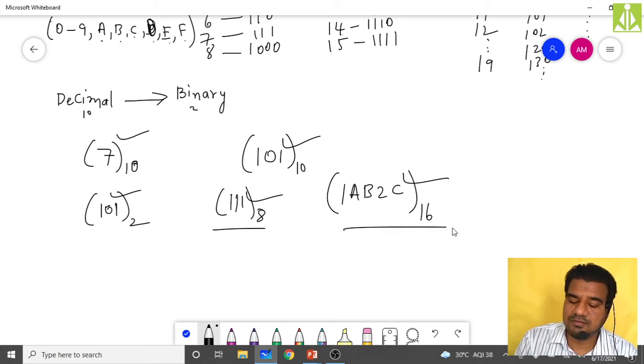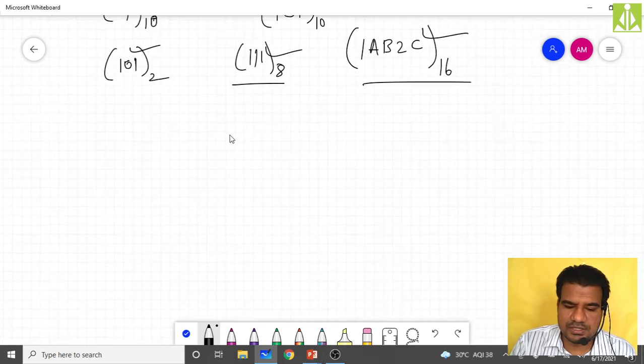Octal and hexadecimal we are not doing today, we are doing only decimal and binary. I will give one number in decimal and convert that number into binary. Same thing in reverse, I will give one binary number and show you how we can convert that number into decimal.